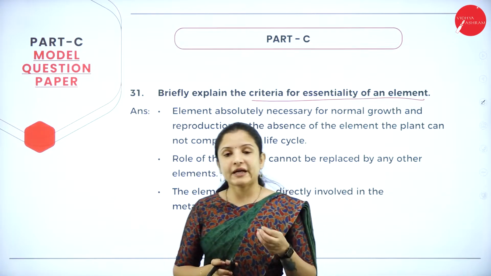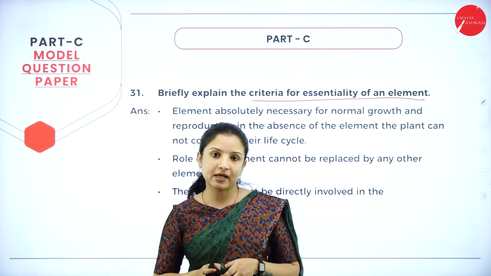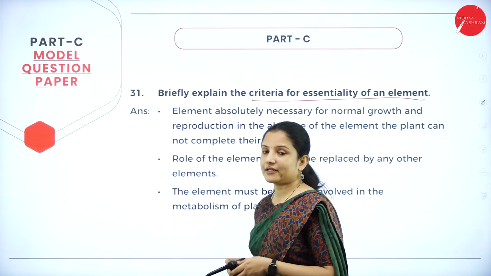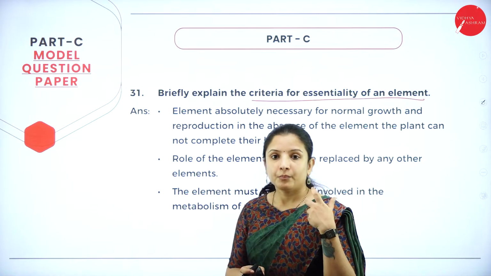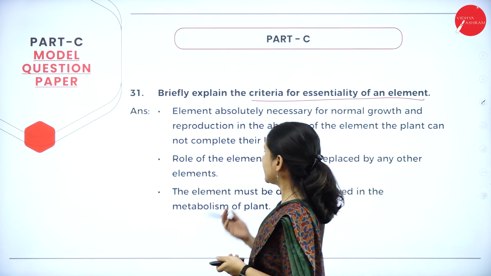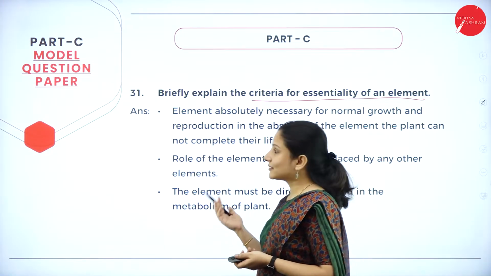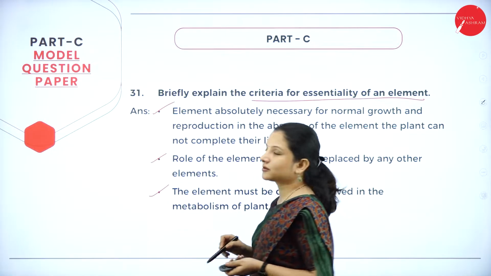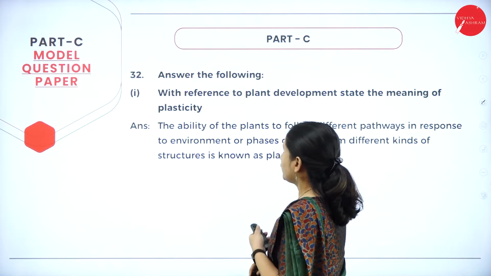So there are 5 to 6 different criteria that they have given in the textbook, right? Any 3 criteria, if you write, is enough. That is why a mineral element is considered an essential element. If you write 3 criteria, you'll get 3 marks here. So 3 points: 1 mark, 1 mark, 1 mark, 3 marks. Moving on to the next one.